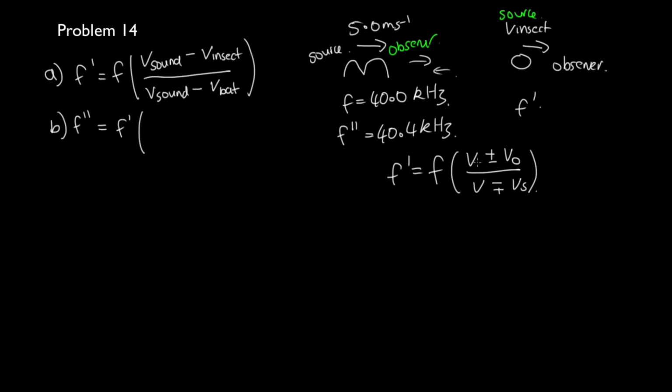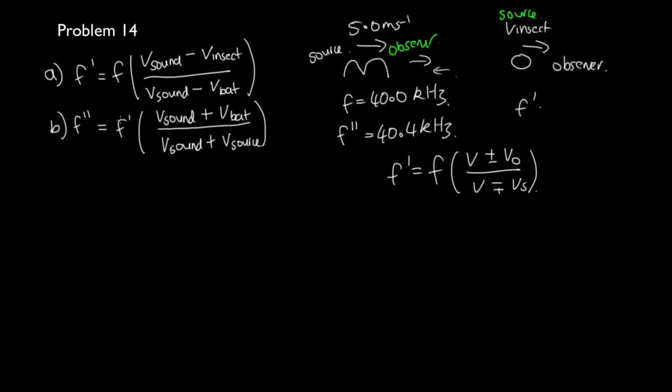Okay, and now in this case, we've got the velocity of sound, and the observer is the bat. The bat is moving towards the source, and so we take this top sign. So this is plus v of the bat. And the source, in this case, is the insect, which is moving away from the bat. So we take the bottom sign, so plus v of the source.